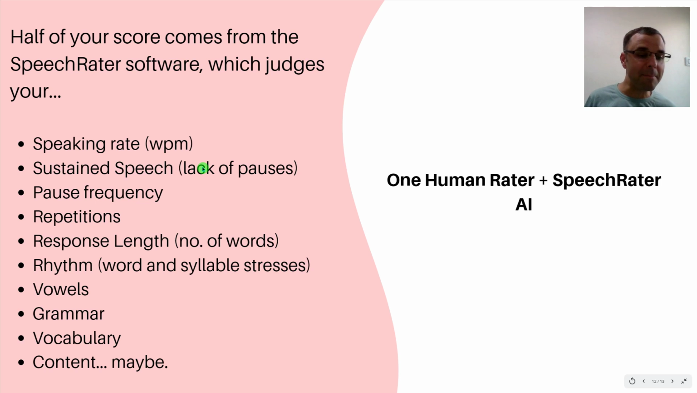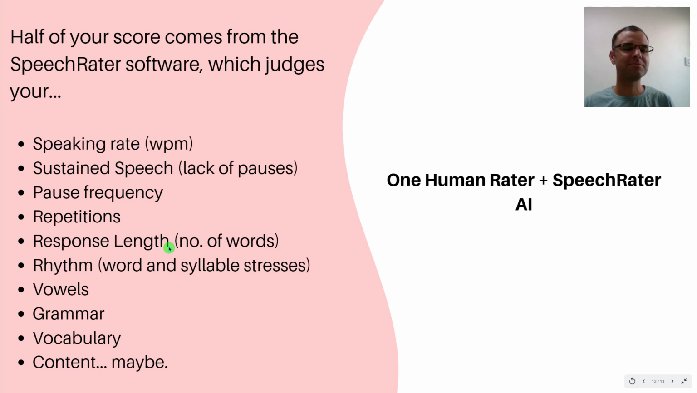Also, if you have "um" and "ah" pauses, yes, that also brings your score down. You also suffer because of the pause frequency. That is the number of pauses, not just the length, but the number of them. Keep that in mind. Repetitions, as in, "personally, I think that pizza is great." So you're going to lose points for that, I think. The response length is another thing they consider. That is the total number of words.